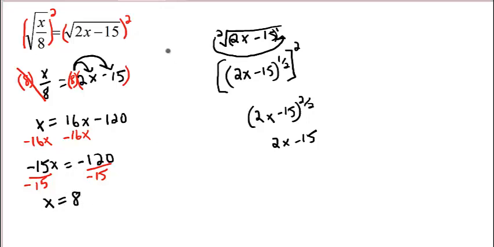And then again, we have to check this. If we plug in 8 right here, 8 divided by 8 is 1. So we're taking the square root of 1, which is just going to be 1. And then if we plug in an 8 here, 8 times 2 is going to be 16. 16 minus 15 is just 1. And we're taking the square root of 1, so that's going to be 1 equals 1. So this checks out, and that's your final answer.